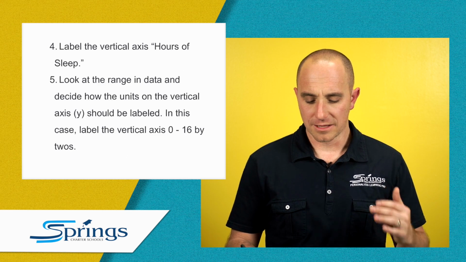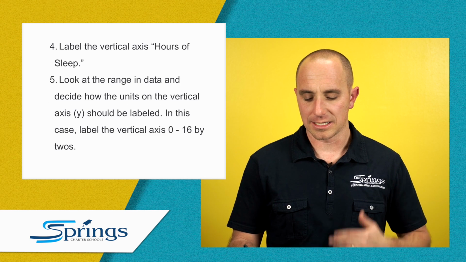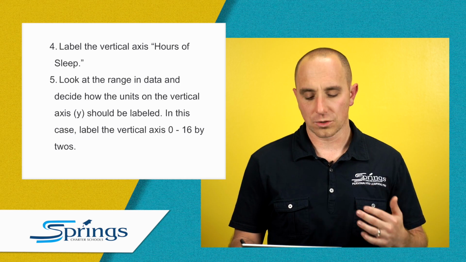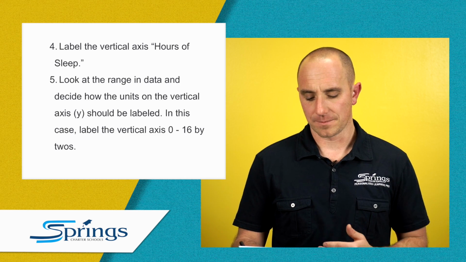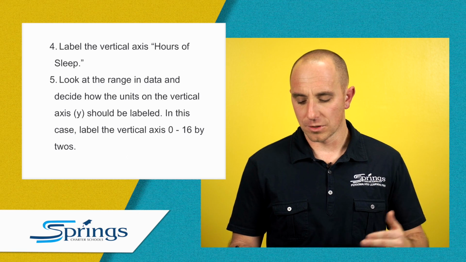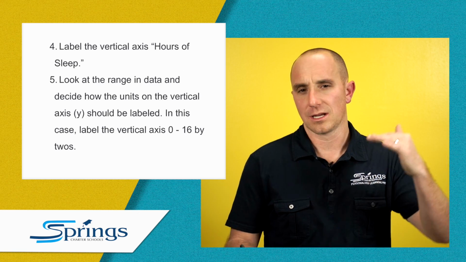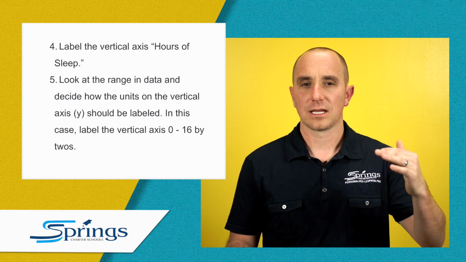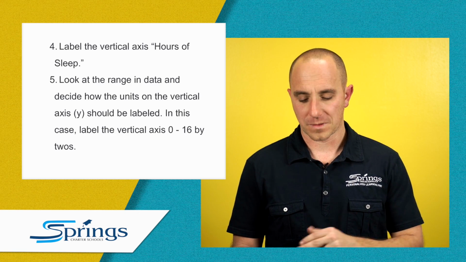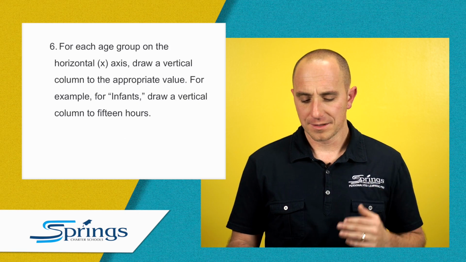The fifth thing is we're going to look at the range in the data and decide how many units on the vertical axis, the y, should be labeled. In this case, the label of the vertical axis should be 0 to 16. And I think we should go by 2s, just because 16 is an even number and gives us a nice even spread throughout.